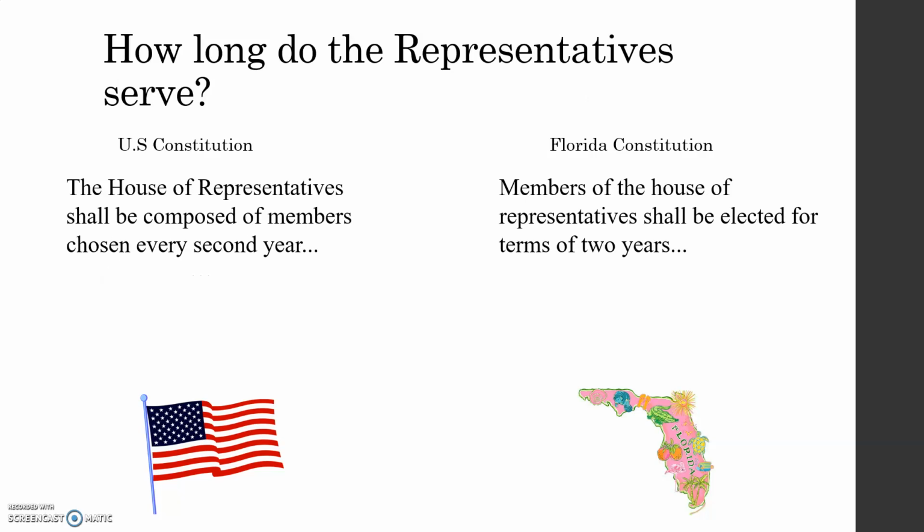Now, how long do representatives serve? In this case, Florida literally copied and pasted straight from the US Constitution. In the US Constitution, it says that representatives serve for 2 years. In the Florida Constitution, it says that representatives on the state level, meaning in Tallahassee, they have nothing to do with the people in Washington, D.C., they shall be elected for 2 years.